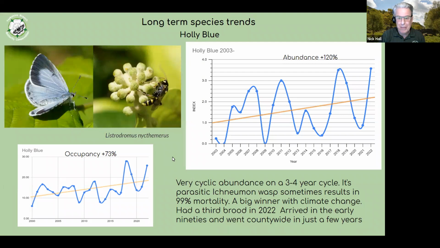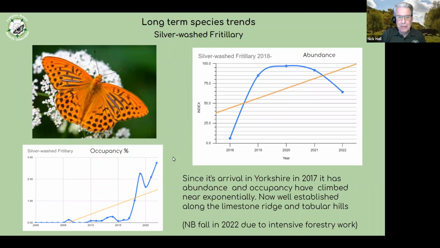Now, this is my favorite species, silver-washed fritillary. It's spreading so quickly that the occupancy is exponential. The abundance is not so much, it's still going up very steeply. We've got a dip this year on my transect because we've had a lot of work by the Forestry Commission, mostly good work, but in the short term, it obviously destroys a good deal of the violets as they widen rides and clear areas. I mean, the machines they use are very heavy.